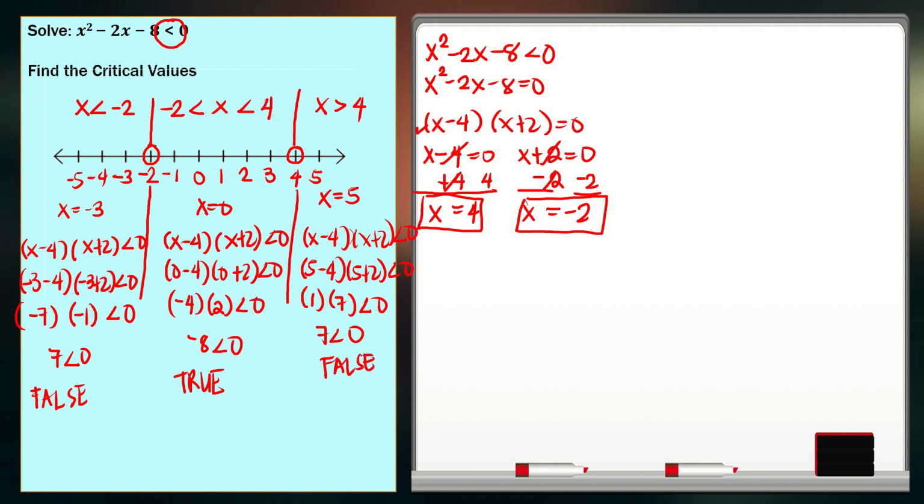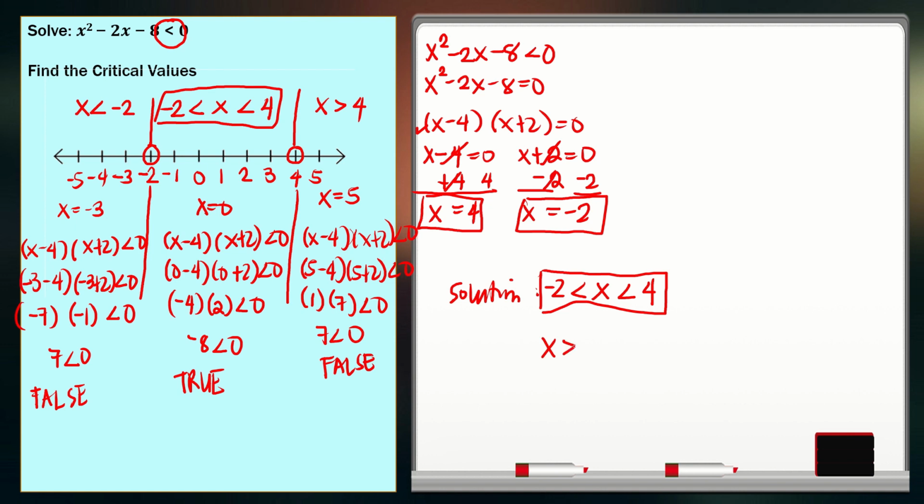So for us to find the answer, we're going to get only the true values. That means we're going to use region 2 as our solution set. So our solution set is x is greater than negative 2 but less than 4. These are the answers. Or if we expand this in set builder notation, that is x is greater than negative 2 and x is less than 4. So these are alternative solutions.